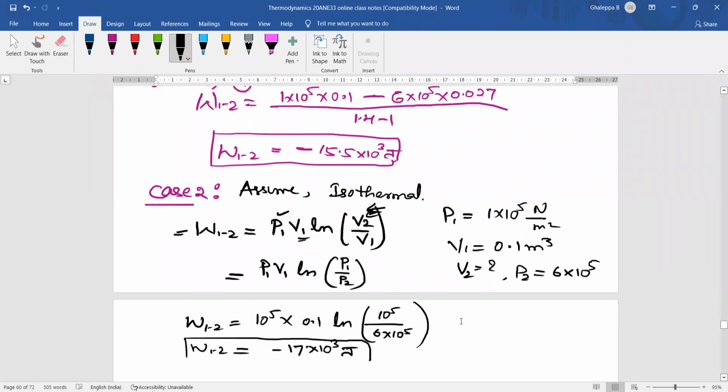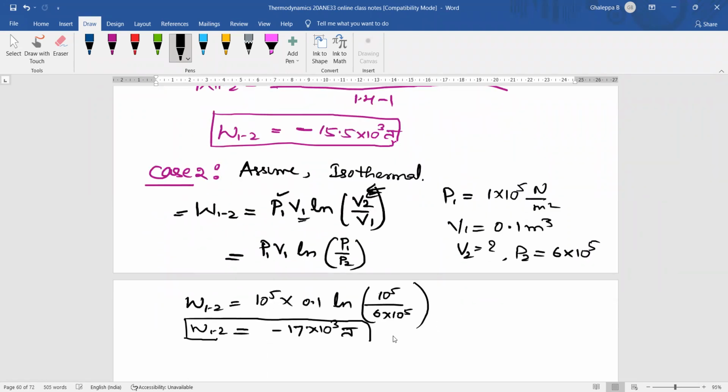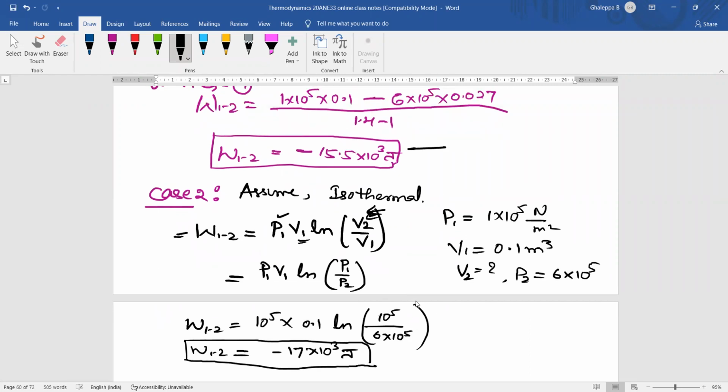So how much did you get for the same process? We have not changed the pressure and volume. Assuming adiabatic, you spend this much work. Assuming isothermal, we spend this much work. As an engineering student, which process will you suggest for that customer? Which process consumes less work? Case 1. Yes, you have to tell it. That is an engineer's duty, no?